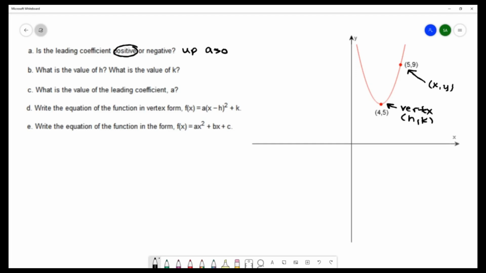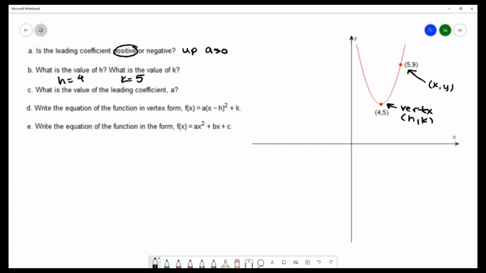In the next question, it says, what is the value of h and what is the value of k? So we're talking about our vertex, and our vertex was labeled on the graph with (4, 5), and so h is 4 and k is 5. So we know the value of our h and k, which is the vertex of our parabola.